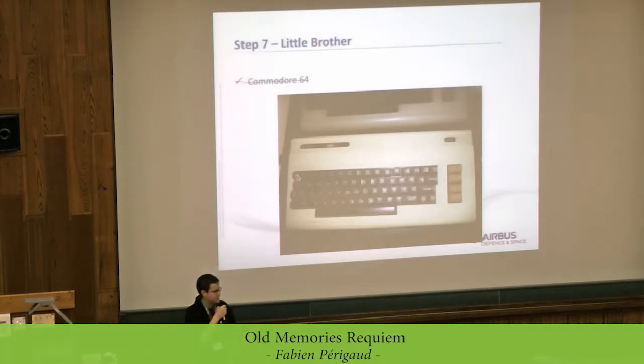Step 7, little brother. So, well, when I saw this picture, I thought it was a Commodore 64, but there was a hint, little brother, so this isn't the Commodore 64, but Commodore VIC-20. I didn't know it.